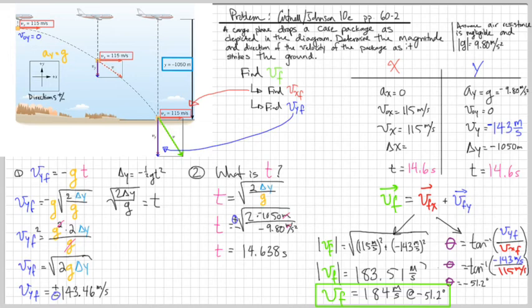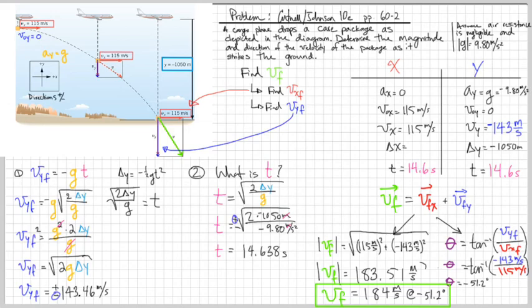And then in finding my angle, because the vector requires a magnitude and a direction, I decided to use the arctangent, with the opposite and adjacent sides of the triangle being the final velocity in the y direction and final velocity in the x direction respectively. And that produced an angle of minus 51.2 degrees.